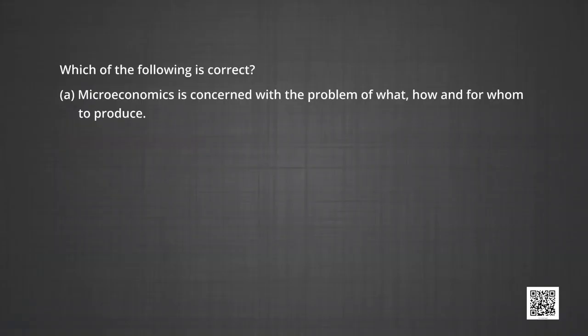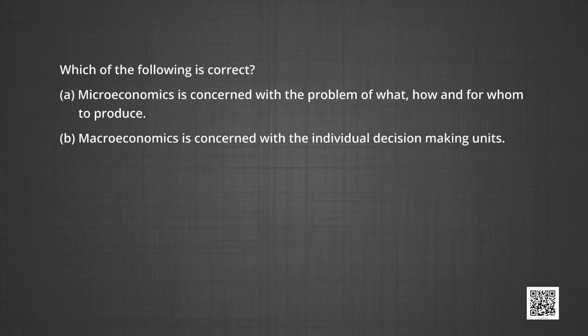So, time for a small exercise. Which of the following is correct? Microeconomics is concerned with the problems of what, how, and for whom to produce. Macroeconomics is concerned with the individual decision-making units. Answer? Actually, none.